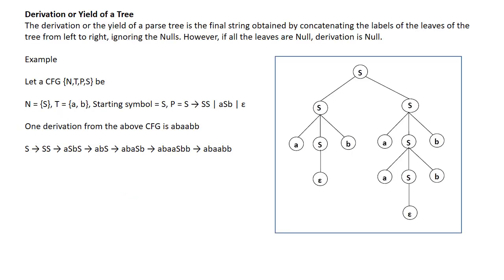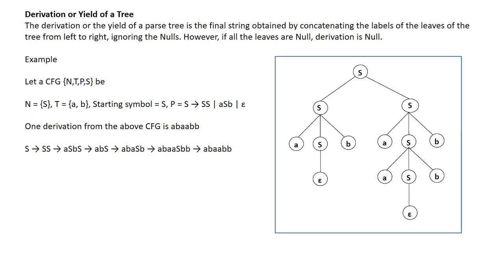The next term is the derivation or yield of a tree. When we combine all the terminal nodes of the given parse tree, we get the yield of the parse tree. So basically the derivation or the yield of a parse tree is the final string which is obtained by concatenating the labels of the leaves of the tree from left to right, ignoring the null values. However, if all the leaves are null, the derivation or yield of the tree will be null.